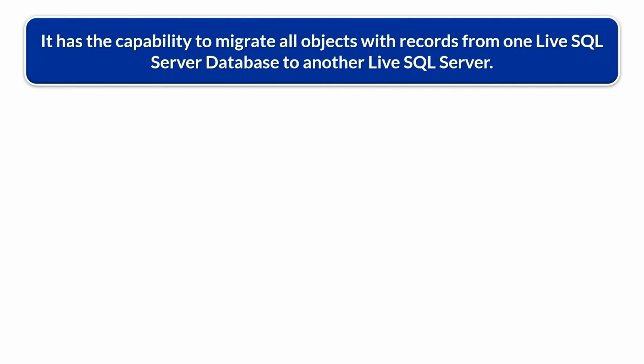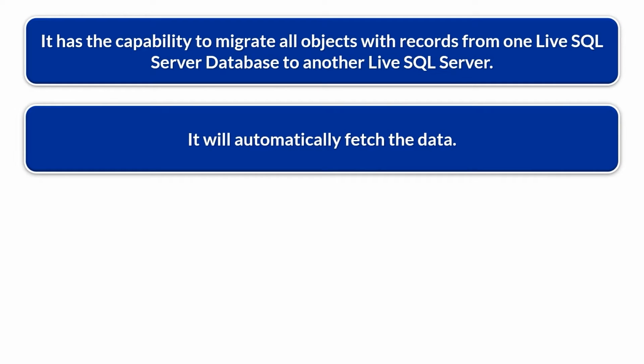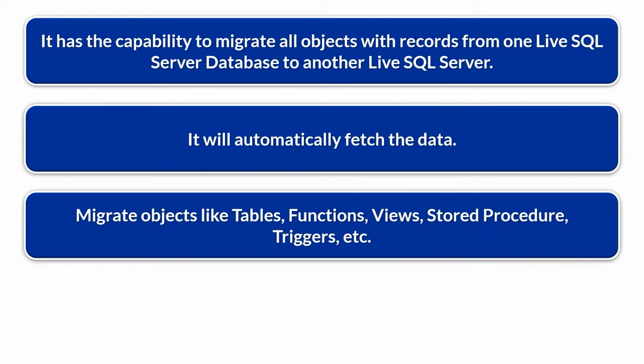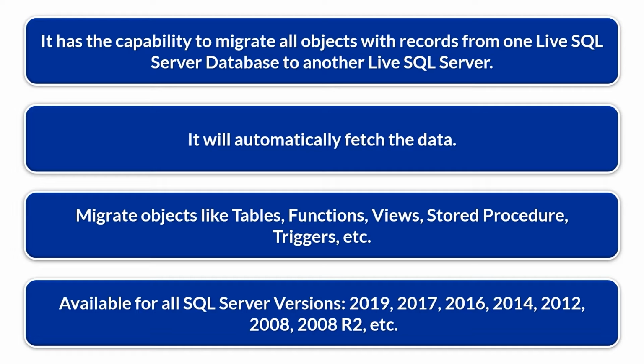It has the capability to migrate all objects with records from one live SQL Server database to another live SQL Server. It will automatically fetch the data and migrate objects like tables, functions, views, stored procedures, triggers, etc. Available for all SQL Server versions 2019, 2017, 2016, 2014, 2012, 2008, 2008 R2, etc.